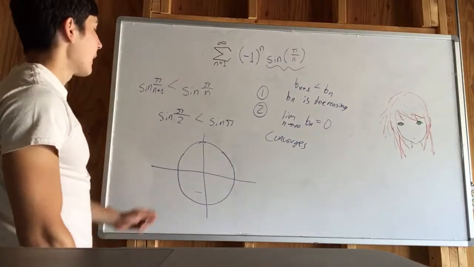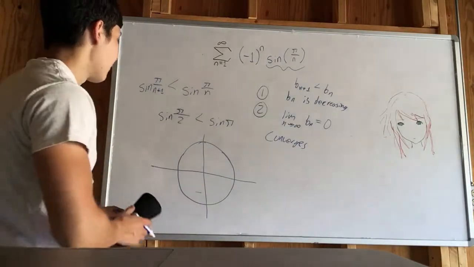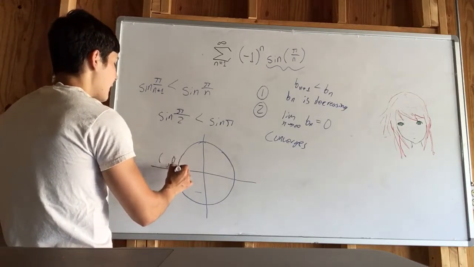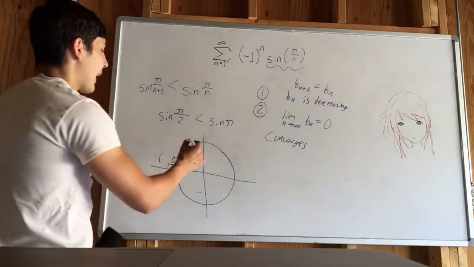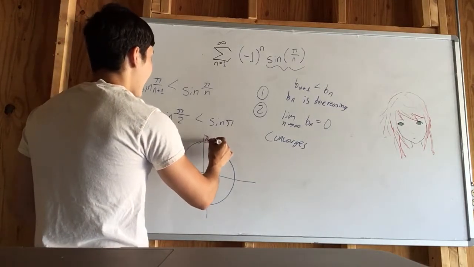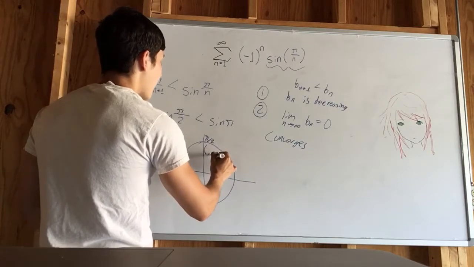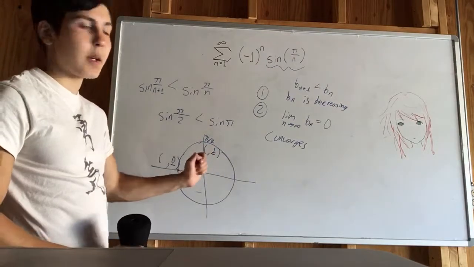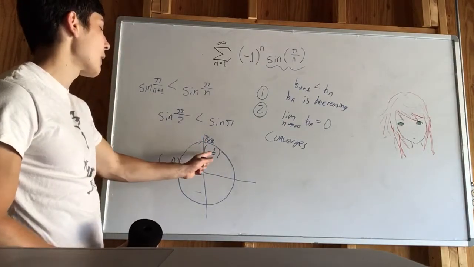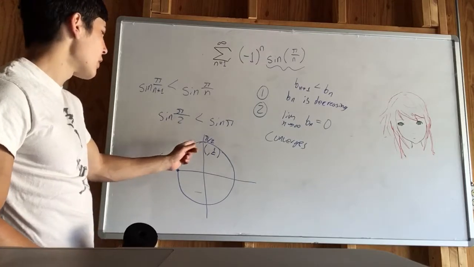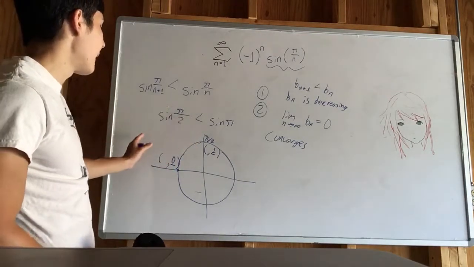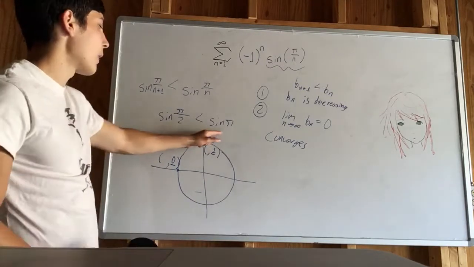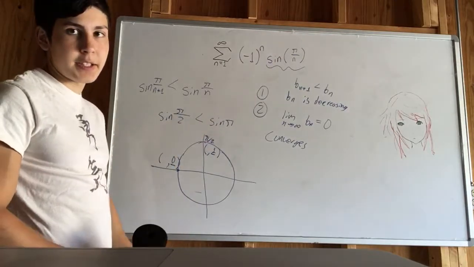So the point is that sine of pi is over here, which yields a value for sine of 0. And pi halves would be right here, which would give us a value of 1 for sine. That's the sine value when we plug in pi halves in the way that we did. So in this case, this is 1 and this is 0. So clearly, this is not true. 1 is not less than 0.